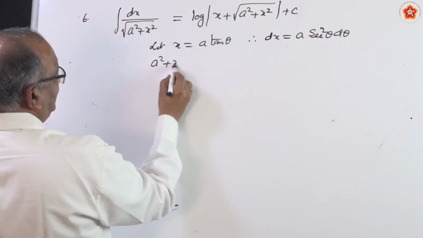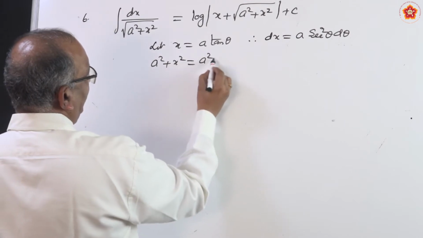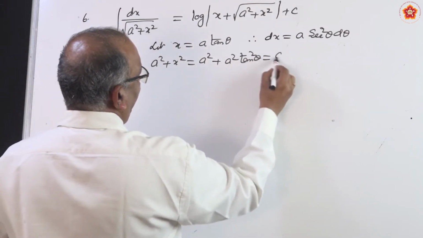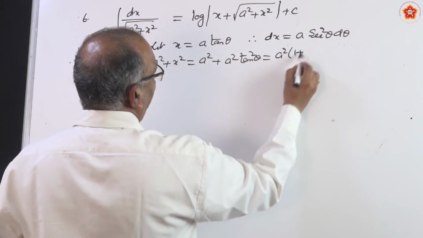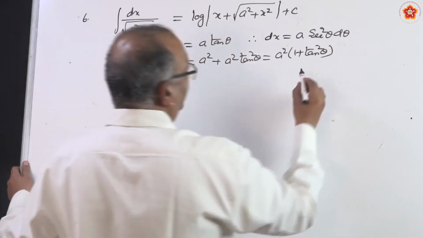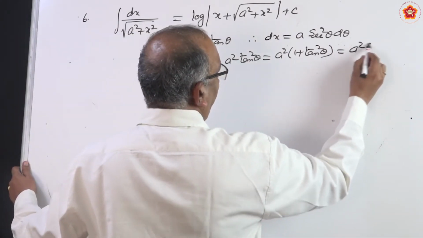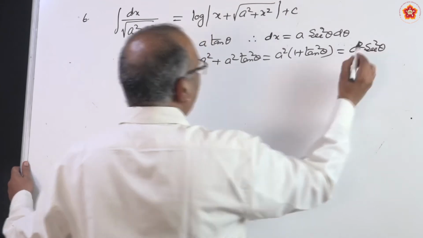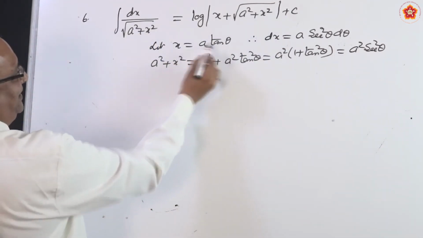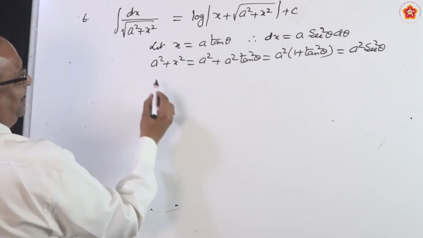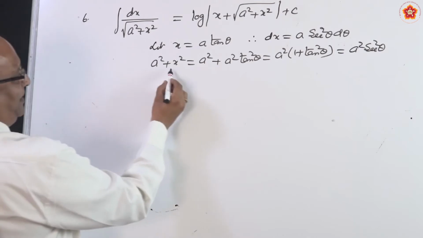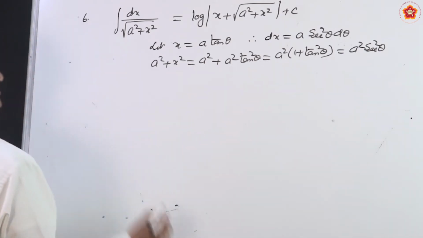A square plus x square can be written as a square plus a square tan square theta. A square common, 1 plus tan square theta. And what is 1 plus tan square theta? It is sec square theta. Make these substitutions in our expression. In place of x, we are writing a tan theta, dx is a sec square theta d theta, a square plus x square is a square sec square theta.